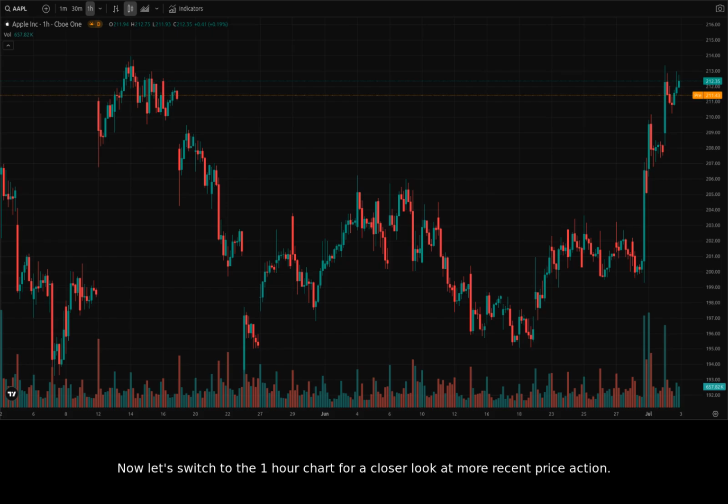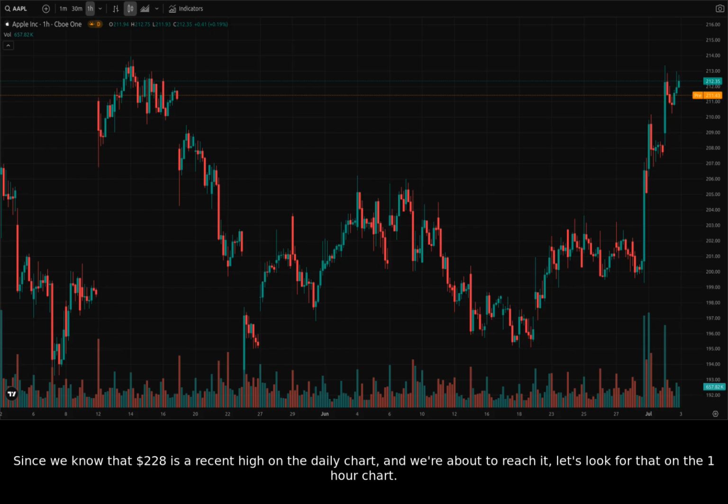Now let's switch to the 1-hour chart for a closer look at more recent price action. This will give us a better idea of potential short-term movements and if it may drop down sooner. Since we know that $228 is a recent high on the daily chart, and we're about to reach it, let's look for that on the 1-hour chart.